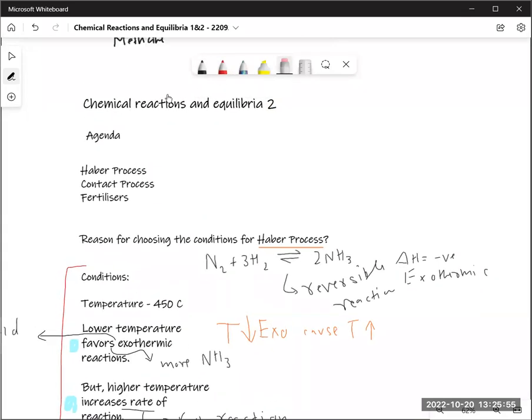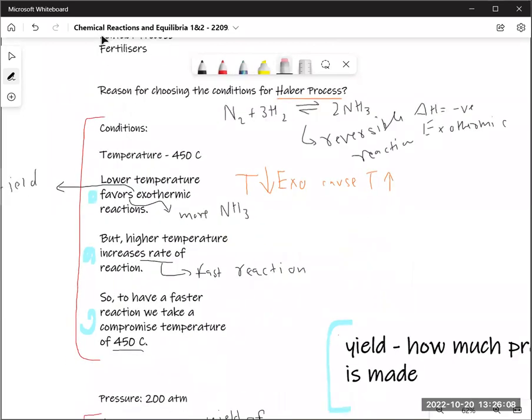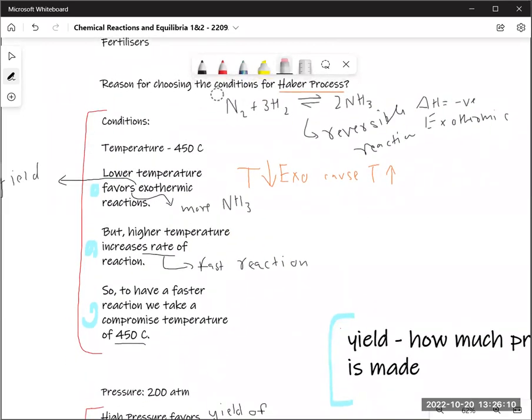Now, start reading from here, Manvi. Chemical reactions in equilibria, Haber process, contact process, and fertilizers. Actually, skip that part, that's an old class. Read from here. Reason for choosing the conditions for the Haber process. Conditions: temperature 450 degrees Celsius, lower temperature favors... Okay, stop, just a second.